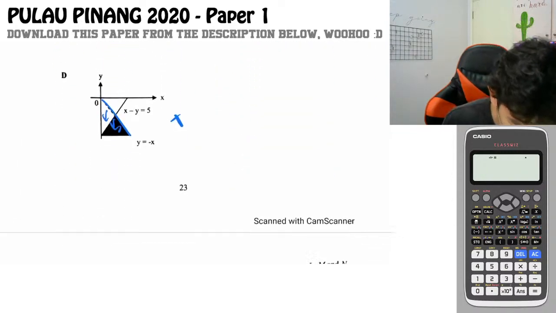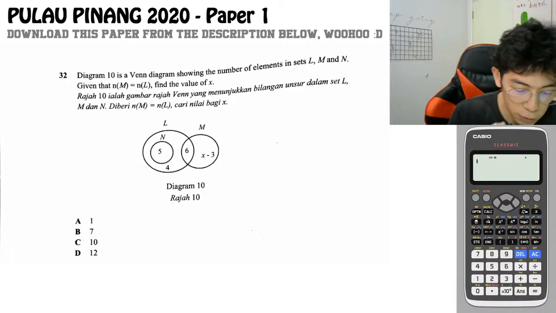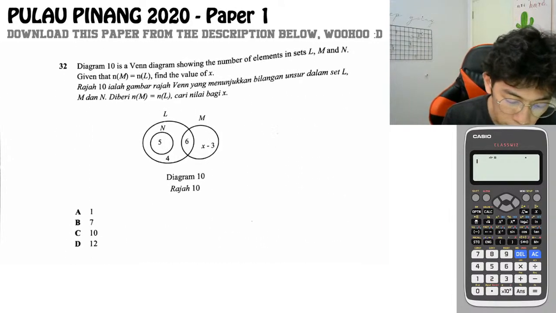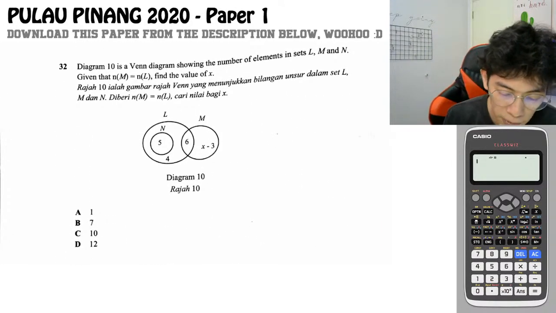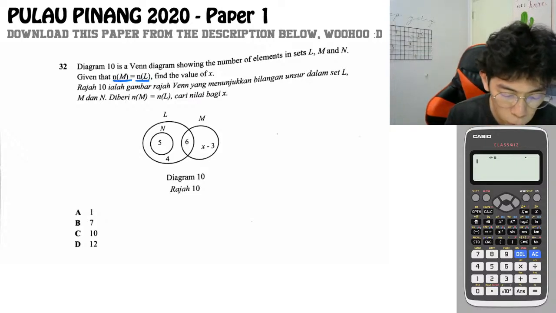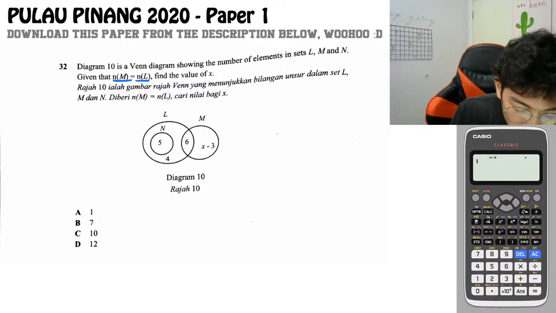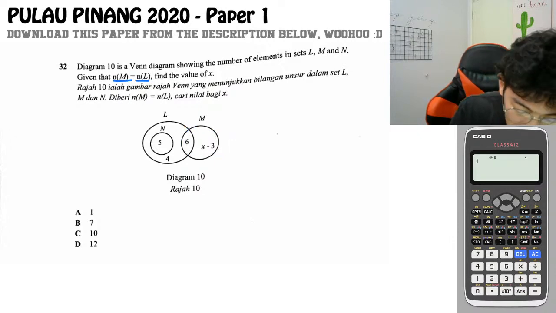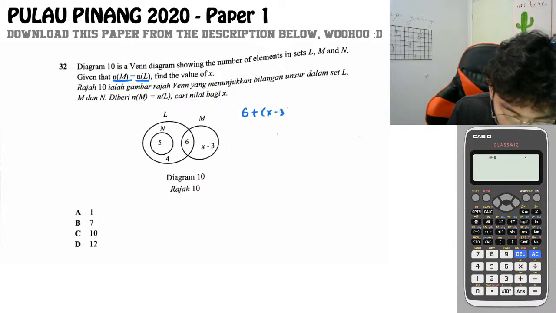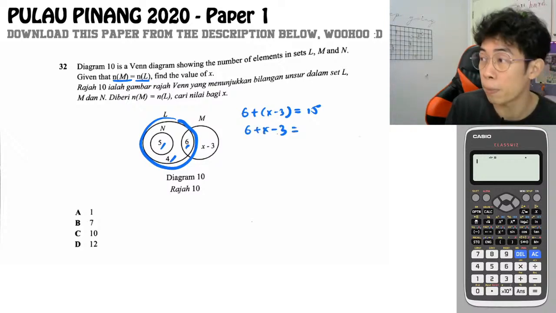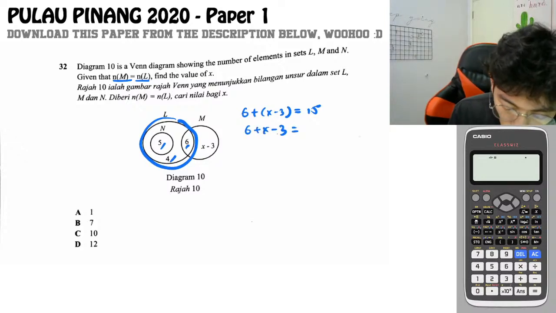Okay, next. Question 33. Okay, now this one is a bit tricky. When I did it, I also got tricked. As in not 32, 33. This is the one I got tricked. Diagram 10 is a Venn diagram showing the number of elements in sets L, M, N. Given that this equals this, normal, okay? But a common mistake, students might misunderstand it. Number of M means you take the whole thing, not x minus 3 only. So number of M is actually 6 plus x minus 3 equals to the whole thing of L, which is 5, 4, 6, 15. So 6 plus x minus 3, remember I said plus, it won't affect, that's why you see I open up the whole thing.